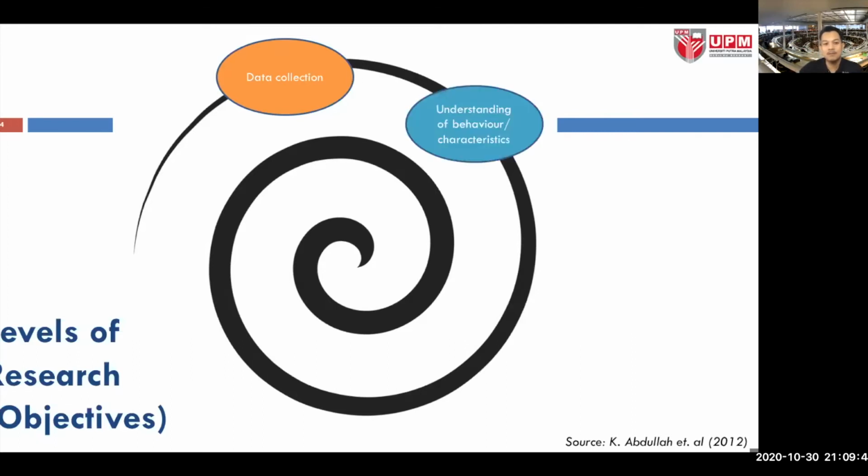The next step in the spiral of knowledge is basically understanding of behavior or characteristic. So once you have your data, you need to do analyzing. You need to understand the behavior. You need to see the design parameters compared to the performance parameters. What is important and how to analyze and make decisions, right? In terms of the data that you have already collected.